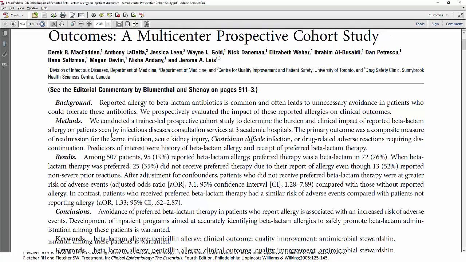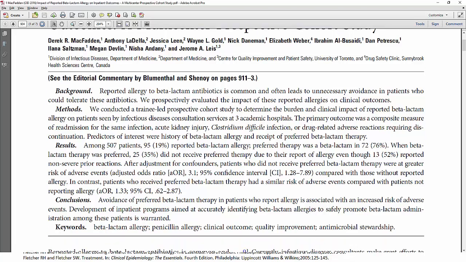Here's the abstract of this study, and they tell you that they wanted to do a prospective cohort study, and the outcome that they're looking for is readmission for the same infection, acute kidney disease, or some infection.